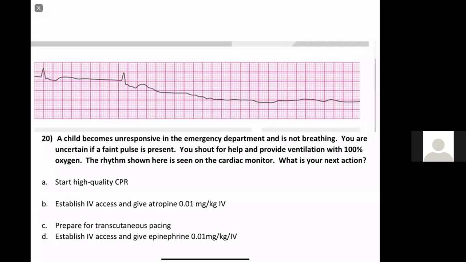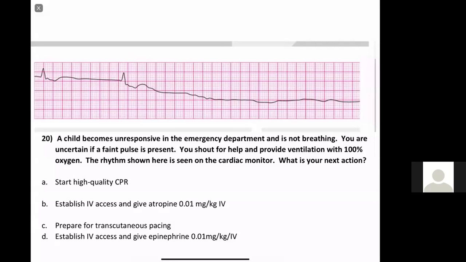1, start high quality CPR. 2, establish IV access and give atropine, 0.01 mg per kg IV. 3, prepare for transcutaneous pacing. 4, establish IV access and give epinephrine. This question is designed to test whether you understand your priorities when you are resuscitating a child.